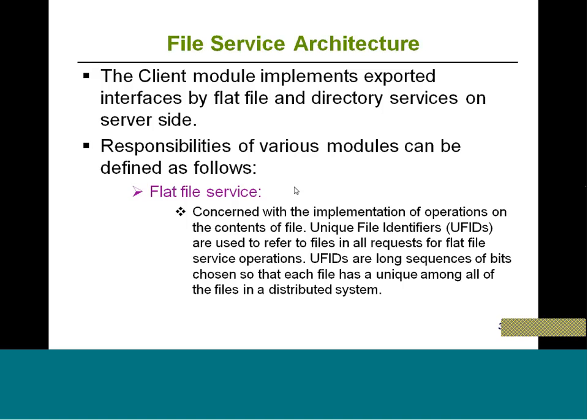So in a flat file service, all the files are assigned a unique file identifier, or UFID. Since the files themselves are uniquely named, it's easy to obtain what the file is. While one system is accessing one of the files, the other systems may not be able to access that same thing. Every file has a unique identifier, and the clients need to know that unique file identifier in order to access that flat file. The client module exports the interfaces provided by the flat file and the directory services from the server side.